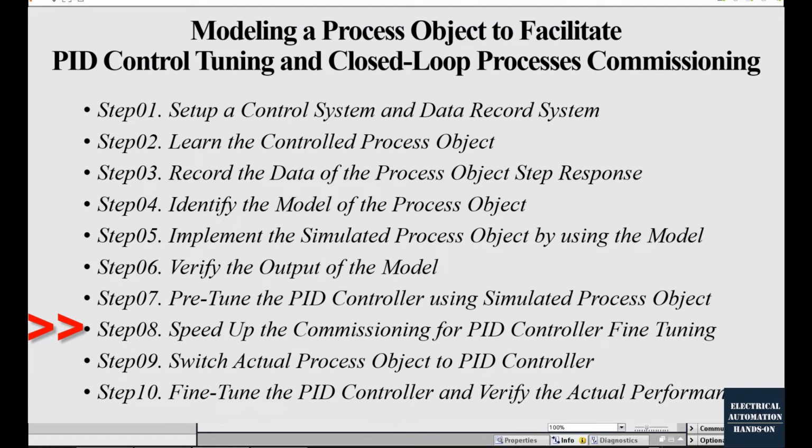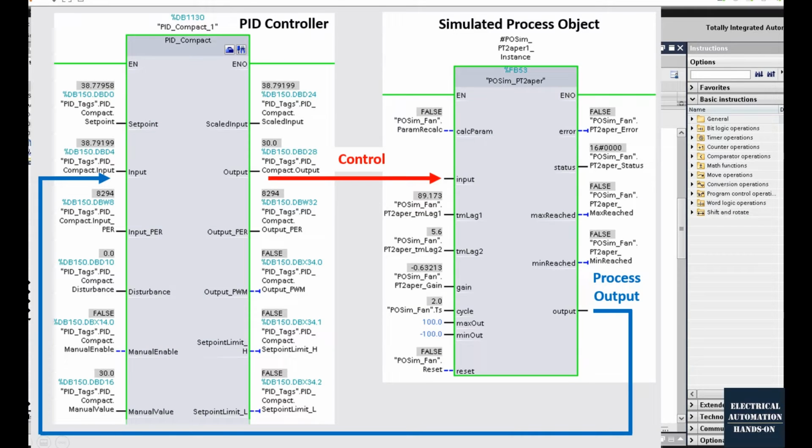Step 8. Speed up the commissioning for the PID controller fine-tuning process. Till the current step, we are still using the simulated process object as our PID controlled object. Even though it is a simulated process object, its behavior is similar to our actual process, so its response time and lag time are similar to your actual process.